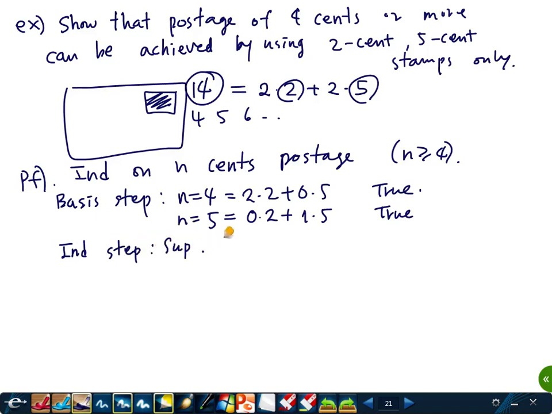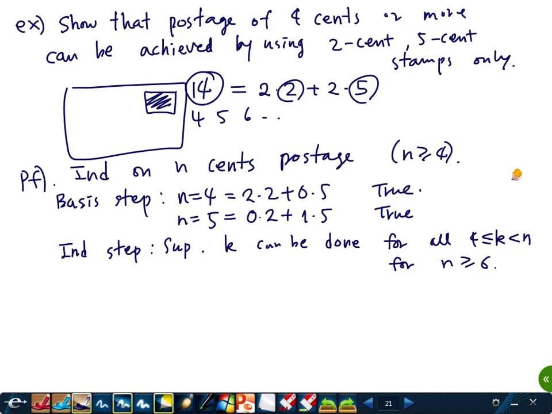Suppose that k cent postage can be done for all k less than n, for n greater than or equal to 6. We have already covered 4 and 5, right? So we want to show that this can continue: 6, 7, 8, etc. So let's assume this inductive hypothesis. That means for any k cent postage, that can be written as a sum of 2s and 5s. We want to show that n can also be achieved that way. Is this clear to you?